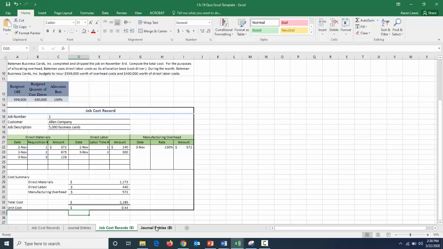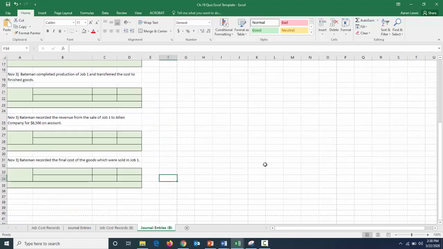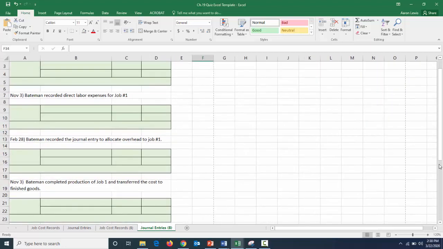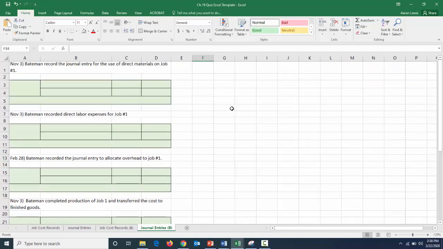Now that this job is done and its job cost record is set, let's record the journal entries for this job. Scrolling back up to the top, let me make this a little bit bigger so you can see it, the first thing that we have is that on November 3rd, Bateman Company recorded the journal entry for the use of direct materials in job 1.